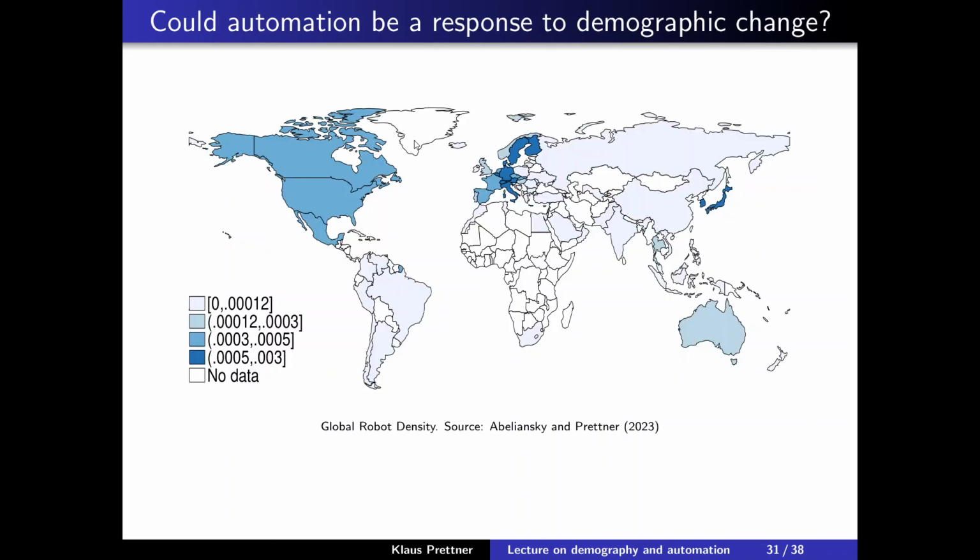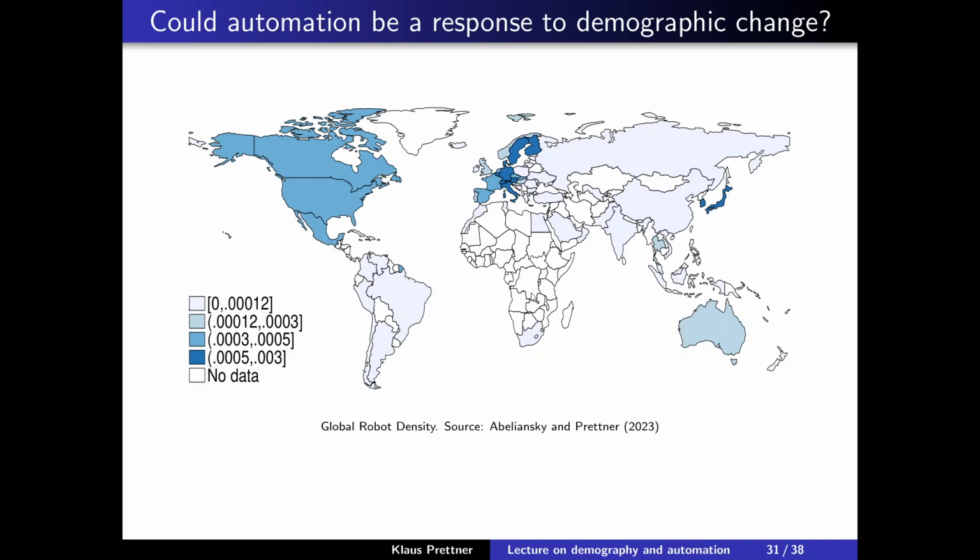The last question that we posed at the beginning of the automation and digitalization section was whether automation can be helpful in overcoming the challenges of demographic change. The paper on which this is based is written together with Anna Abeliansky. As a motivation in this paper, we first have a world map that shows the automation density across different countries. The automation density is basically the number of industrial robots per worker in the manufacturing sector. A darker blue color here indicates a higher robot density, and the lighter color indicates a lower robot density.